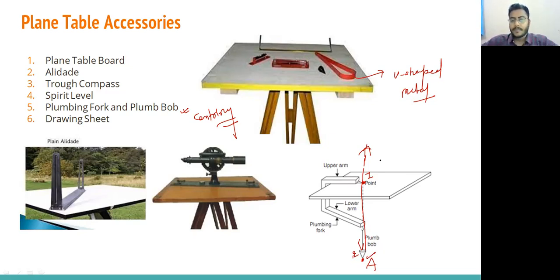Once this is done, point 2 is touching the station, which means point 1 is just above the station A. So this process is called centering. Whenever we put the plane table at a different station, we have to do centering. We have to make sure that the plane table is just above that station. That's why we do the centering by using the plumbing fork and plumb bob.